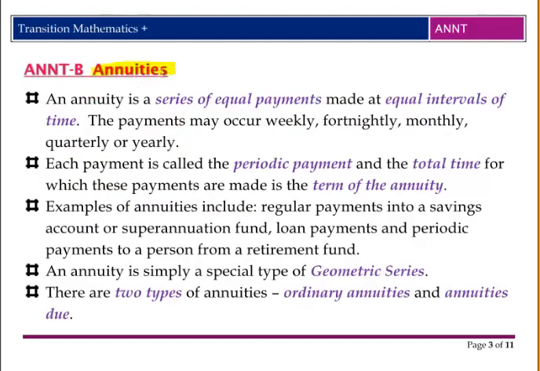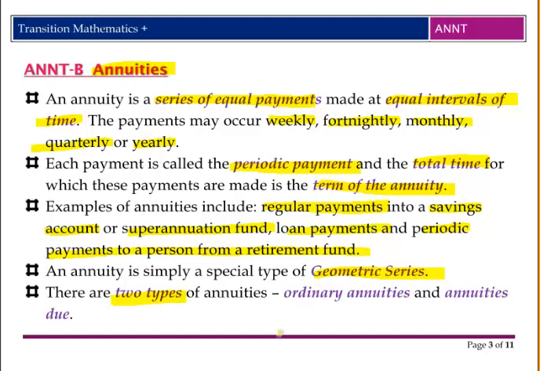So what is an annuity? An annuity is a series of equal payments made at equal intervals of time. The payments may occur weekly, fortnightly, monthly, quarterly or yearly. Each payment is called the periodic payment, and the total time for which these payments are made is the term of the annuity. Examples of annuities include regular payments into savings accounts, superannuation funds, loan payments, periodic payments to a person from a retirement fund. An annuity is a special type of geometric series. So if you did the STSD module, you would have encountered annuities already.